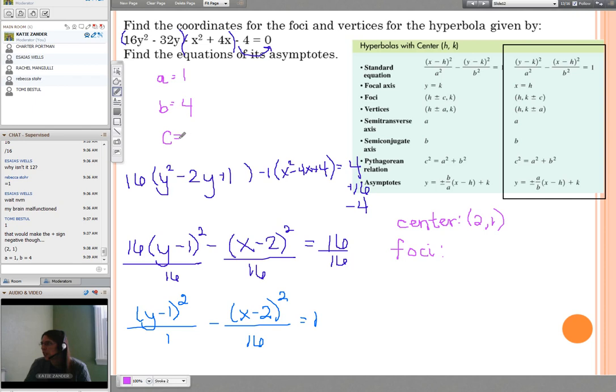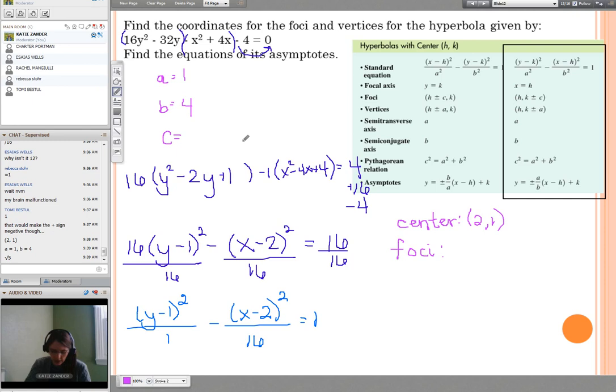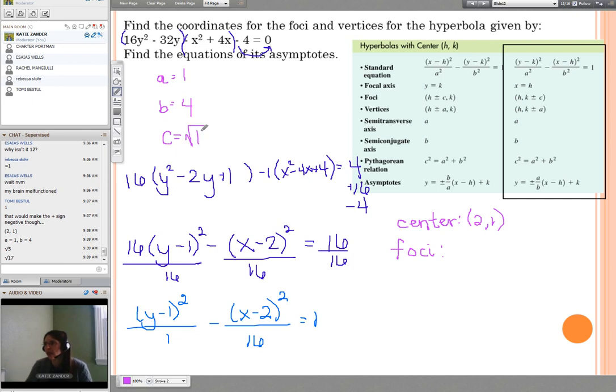Using the Pythagorean relation, let's see what we can get for C. What will C equal? I think it's going to be a little bit larger than that. Remember, you have to square each one, so it'll be 1 plus 16 instead of 1 plus 5. There you go. I think square root 17 is a better value for our C. So that means our foci is going to be at H, which is our 2, and on our K, which is 1, plus or minus the square root of 17.